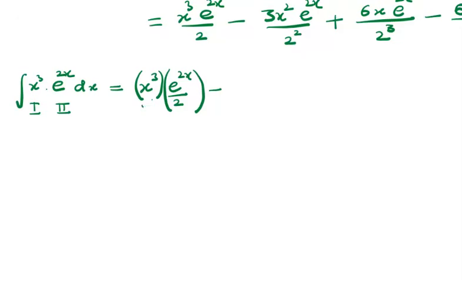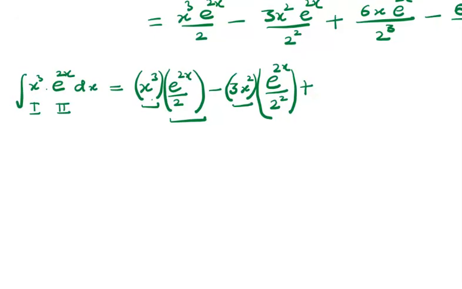Now we differentiate this term. What is the derivative of x cube? It is 3x square, and we integrate this term in totality. So the integral of e to the power 2x is e to the power 2x upon 2. There is already a 2, so 2 square in here, plus the alternate plus sign.